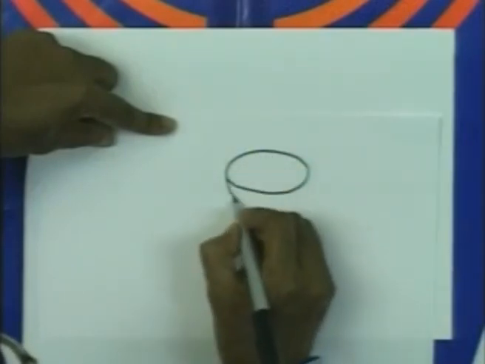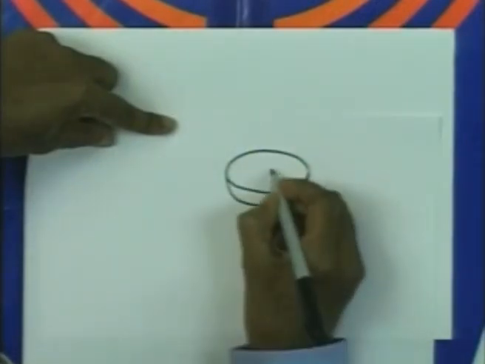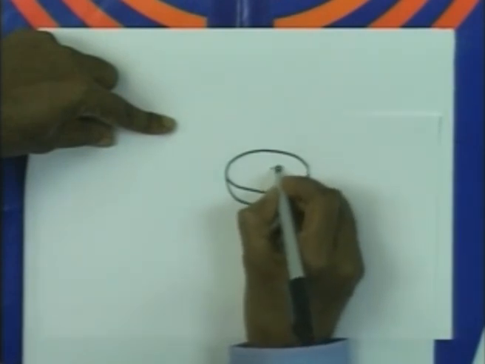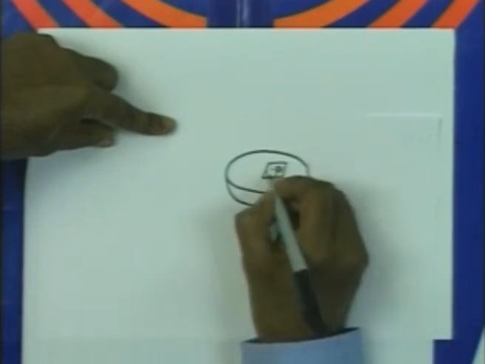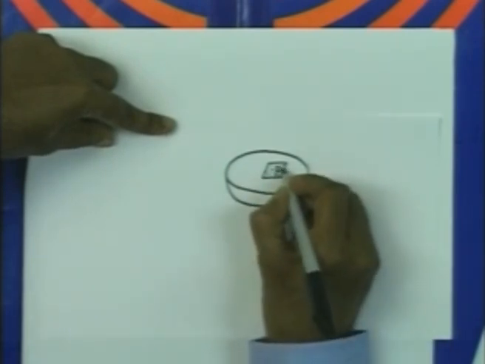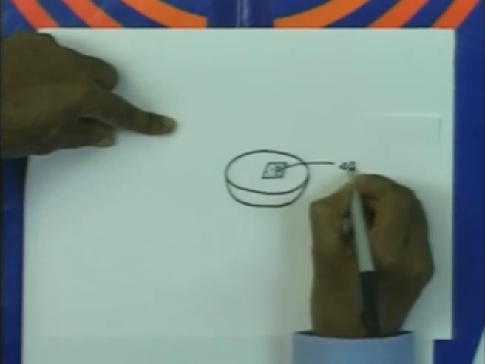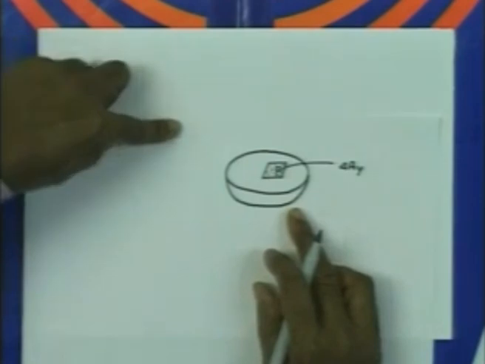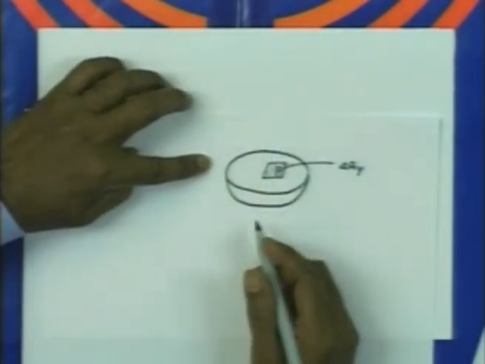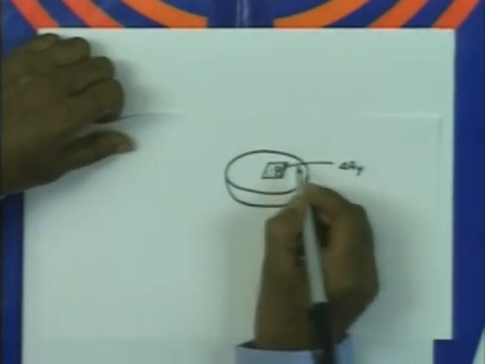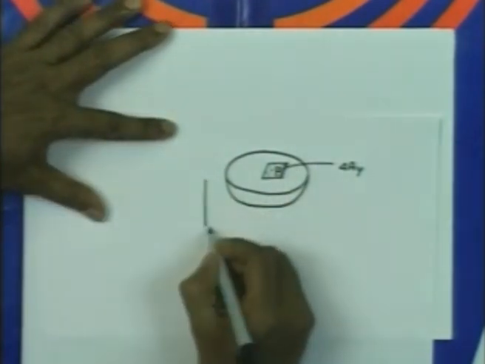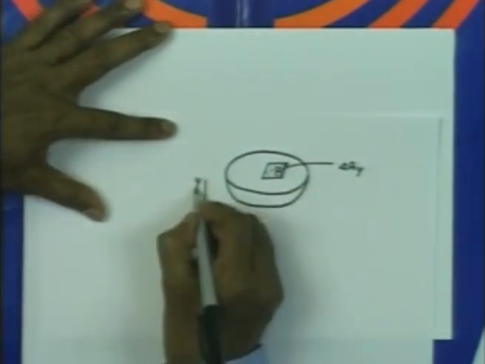So, if we consider this bottom part, this is the point P, and now we consider the area around this point. This area we would like to indicate by delta A y, where the suffix y indicates that the outer normal to this area is directed in the positive y direction, because this is our y axis.